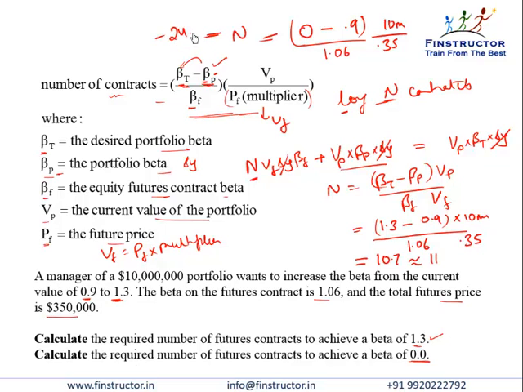minus 24.25. Please note, your assumption of long or short won't really matter. If your assumption is wrong, the answer automatically will come out to be negative. So if we are long N contracts and N is minus 24.25, it implies that we need to short 24.25 contracts to achieve a beta of 0.